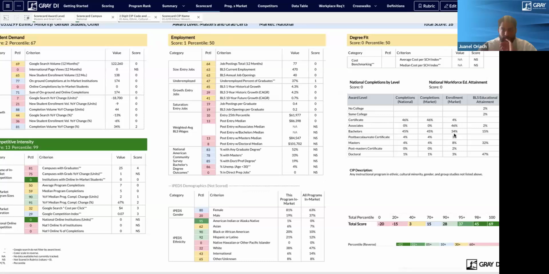I know this was emphasized as a master's program, but 34% of the enrollment in the market is at the bachelor's level for this, which is interesting. Only 4% of completions are actually at the master's level. So another interesting point there.